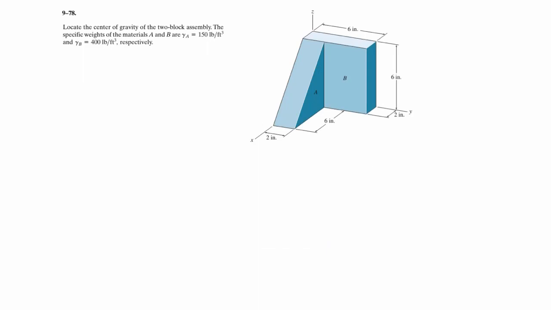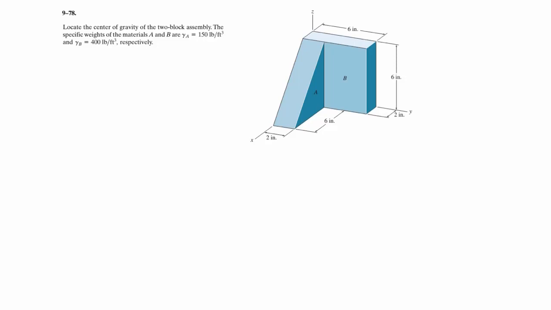Well, here's a three-dimensional one. Three-dimensional ones are handled in no different way. It just gives you more dimensions to consider. But let's see what it says. It says locate the center of gravity of the two-block assembly. The specific weights of the materials A and B are gamma A, 150 pounds per cubic foot, and gamma B is 400 pounds per cubic foot.